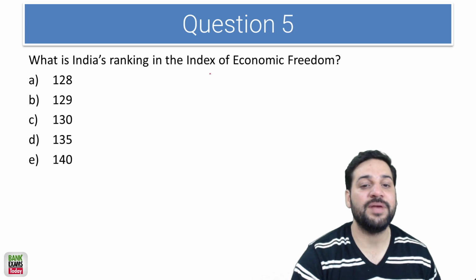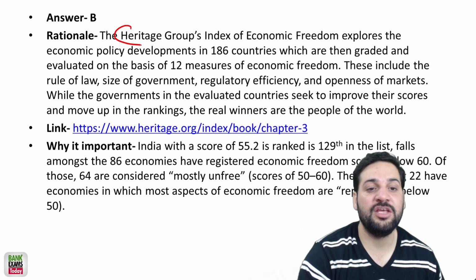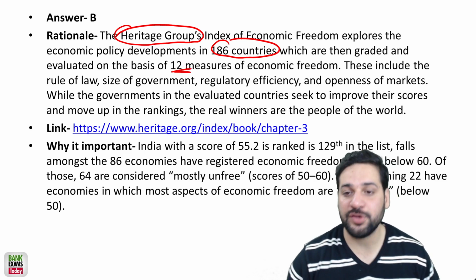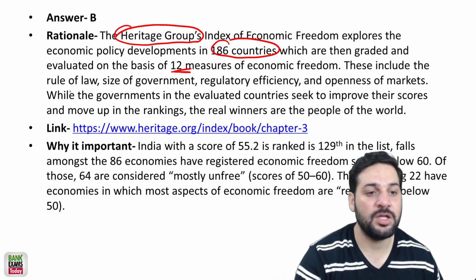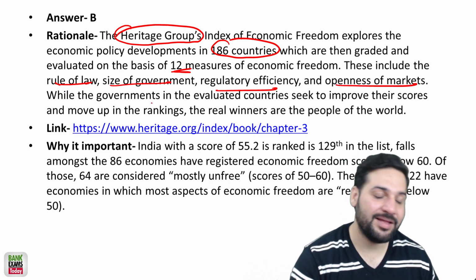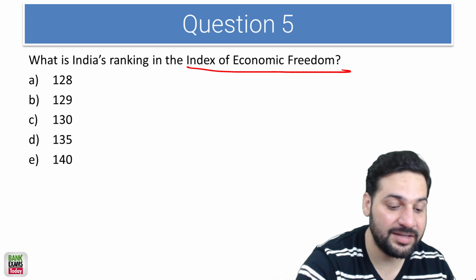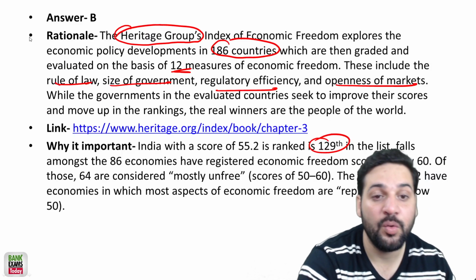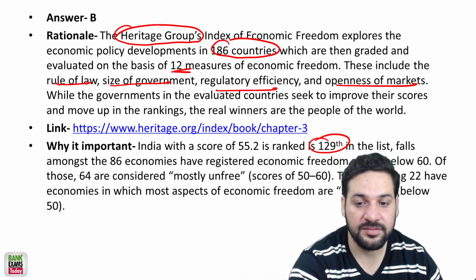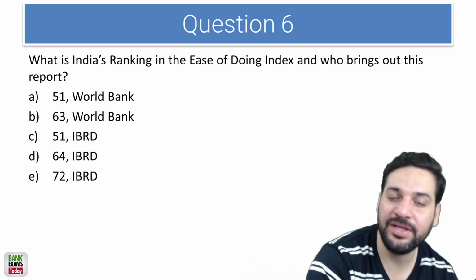India's ranking in the Index of Economic Freedom was in the news. It is released by the Heritage Foundation. 186 countries have been ranked on the basis of 12 measures, like the rule of law, the size of government, regulatory efficiency, and openness of the market. That's how the countries are evaluated, and India's rank is 129th out of 186 countries, which is actually really bad. So we are mostly an unfree kind of economy.